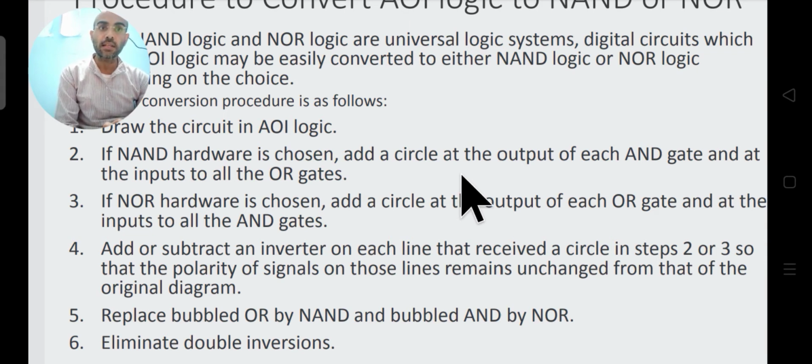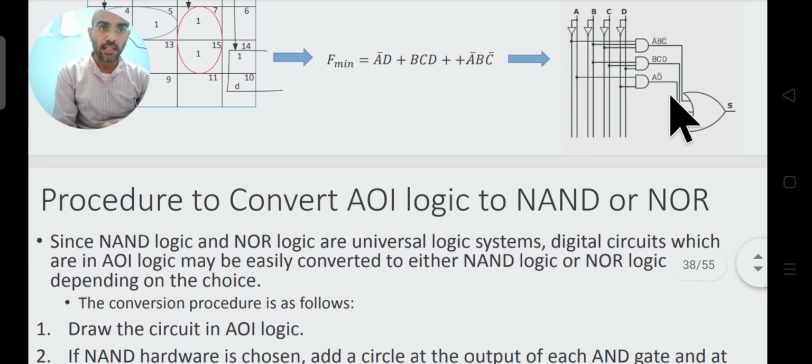If we add two circles, the output won't change. In this particular case, the input of the OR gate will be circled and the output of the AND gate will also be circled. The output of the AND gate being circled is equivalent to your NAND gate. The same logic I explained for the NAND gate will be applied for the NOR gate as well.